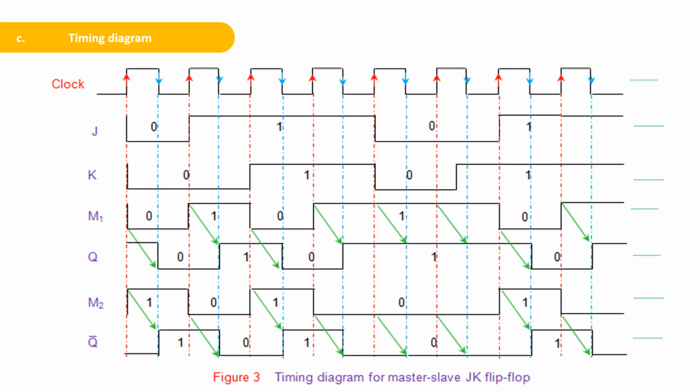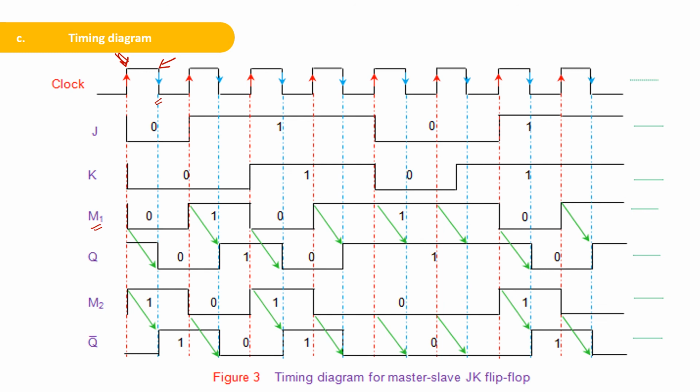So this is the timing diagram for the master slave flip-flop. Your master will work during the positive edge of your clock signal, and your slave will work during the negative edge of your clock signal. Now when the positive edge of the clock signal is coming, whatever be the value of J and K, according to that your master output will change. Now this master output change will be transferred to the slave during the next negative edge.